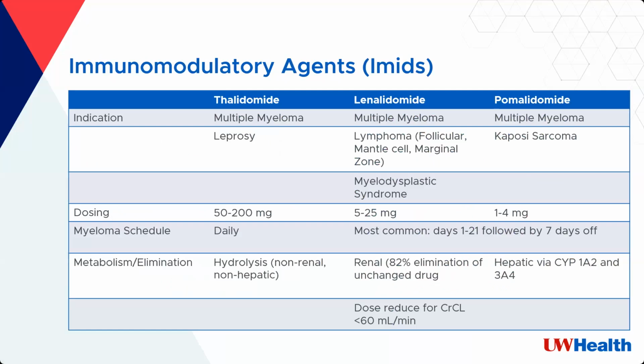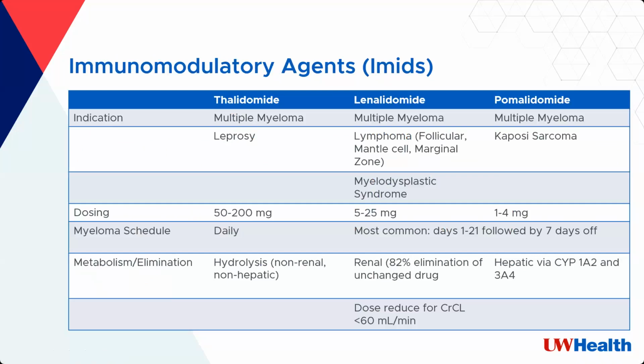So structurally, all of the IMIDs are very similar to one another. However, clinically, there are some key differences in how we use them, as well as some pharmacokinetic and pharmacodynamic effects. So you'll see here thalidomide is indicated in multiple myeloma and leprosy. Typical dosing is 50 to 200 milligrams by mouth daily, and it is eliminated via hydrolysis, so non-renal and non-hepatic.